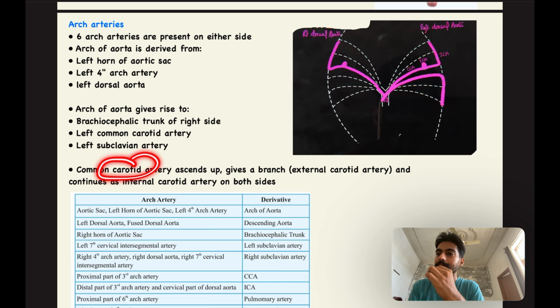The common carotid artery ascends up, and it gives a branch, the external carotid artery, and then it continues as the internal carotid artery. The common carotid artery arises from the proximal part of the third arch artery. This is the proximal part, and this is the distal part. The distal part of the third arch artery and the cervical part of the dorsal aorta give rise to the internal carotid artery, and a bud-like form appears here. This is called the external carotid artery.